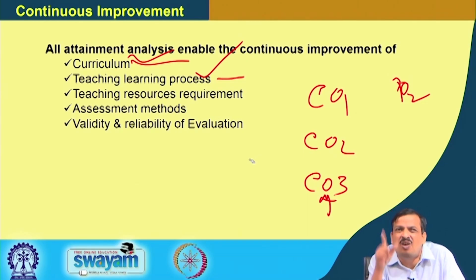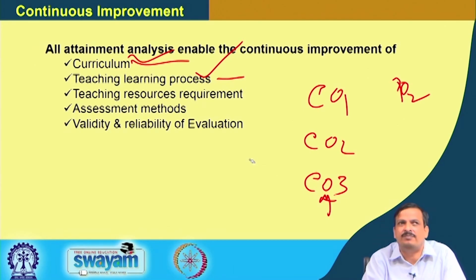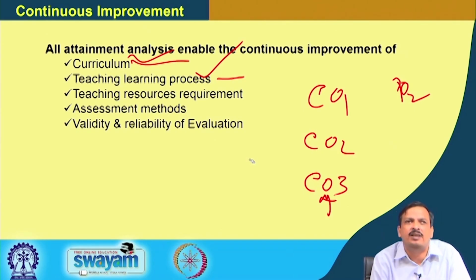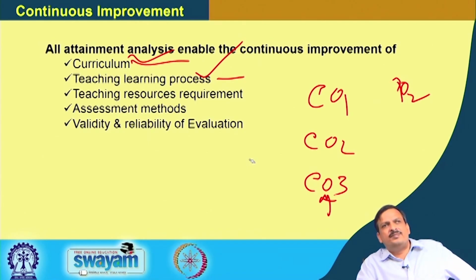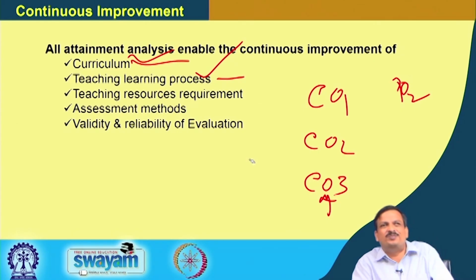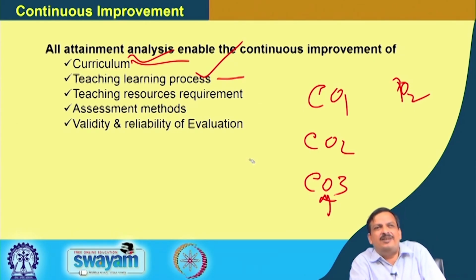So, the grade is not valid and reliable. But if your PO attainment is calculated and the attainment is moderately high, then you can guarantee that almost 80% of my class students, whatever grade they got, have a reliable and valid grade. So, attainment analysis also indicates whether these program grades are valid and reliable or not.